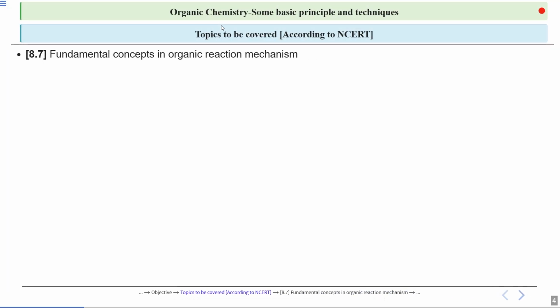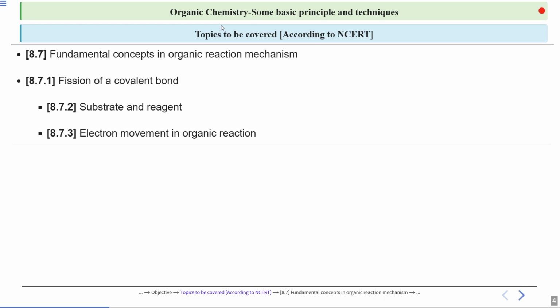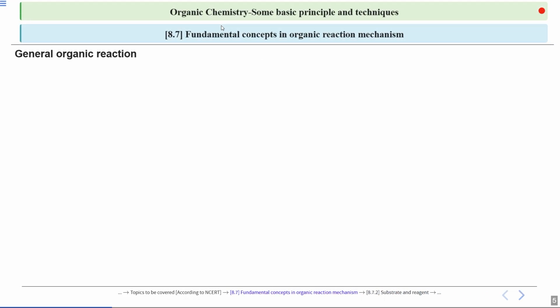Now, according to the NCERT, the first section that we will be covering is 8.7 Fundamental Concepts in Organic Reaction Mechanism. In that, we will see fission of a covalent bond, then substrate and reagent, and lastly 8.7.3 Electron movement in organic reaction. So let's start with the general organic reaction.